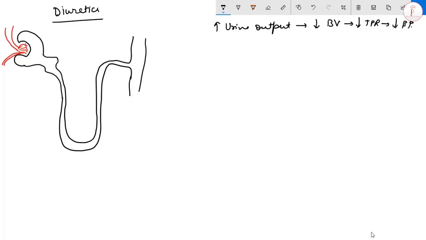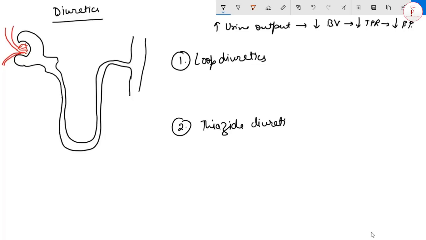So increase in urine output will lead to reduced blood volume, reduced total peripheral resistance, and reduced blood pressure. There are three major classes of the drugs that are used for reducing blood volume in hypertension: the loop diuretics, the thiazide diuretics, and potassium sparing diuretics. They have their different sites of action. We'll be discussing them right now.